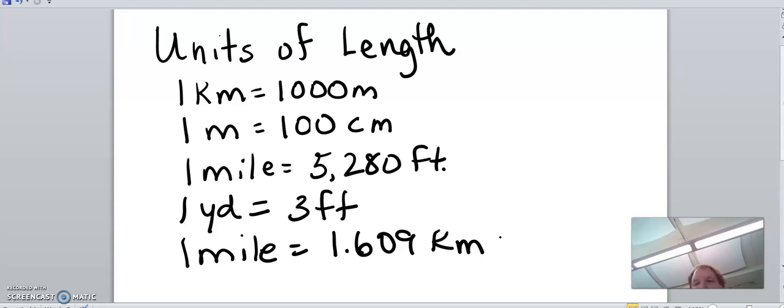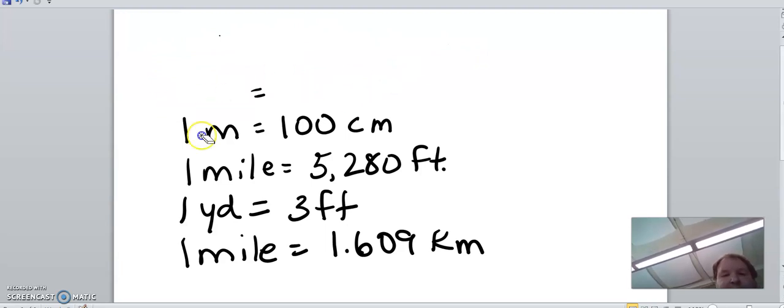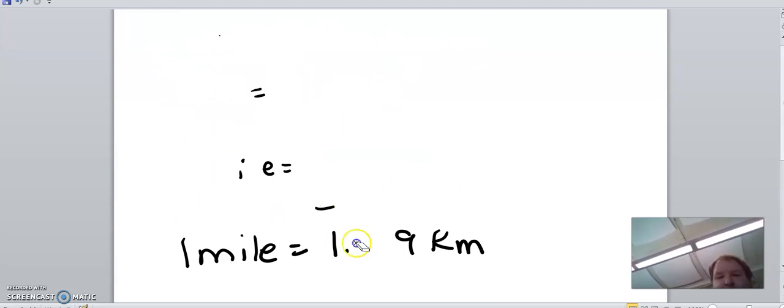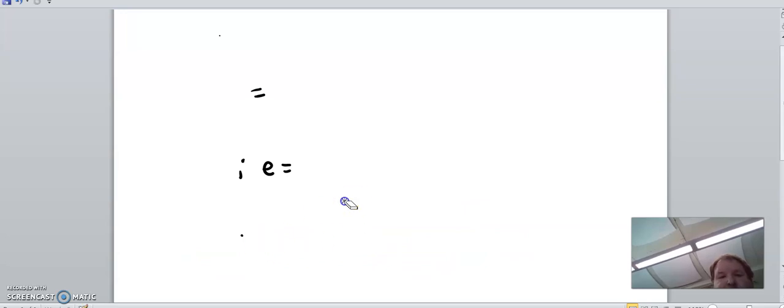Okay, moving on along. Then we're going to look at units of volume. Those are two that we'll be using quite a bit, length and volume. So I want to make sure you know that. Units of volume.